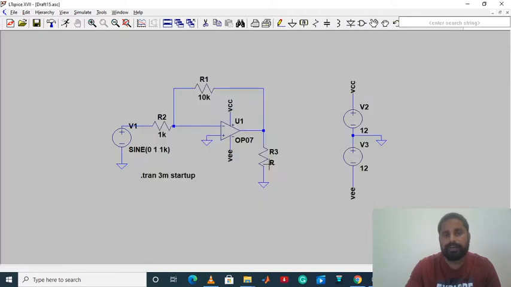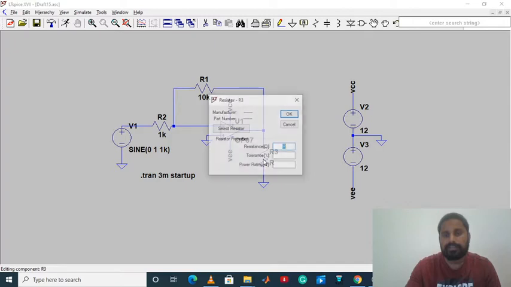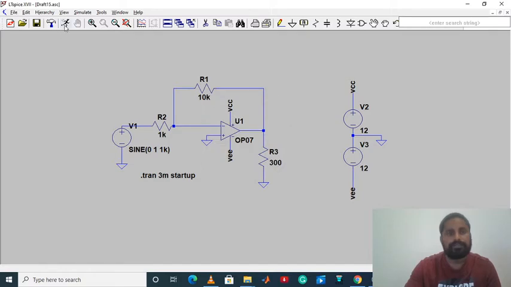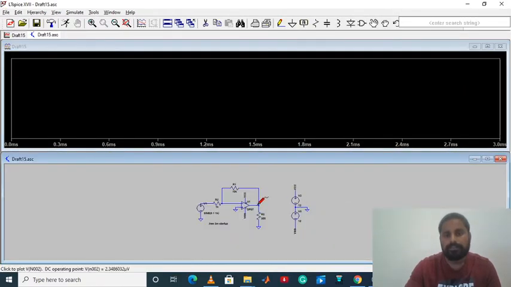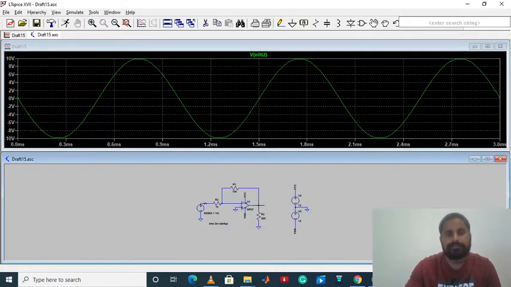Now we have kept the R the same way. If you keep the R around 300 ohm, then check the output. The output will be around 10 volt. If you see the input also, input is 1 volt and output is minus 10 volt. We must get this because minus R2 by R1 is minus 10. That is why we are getting the gain of 10.